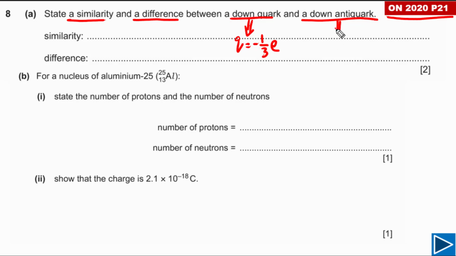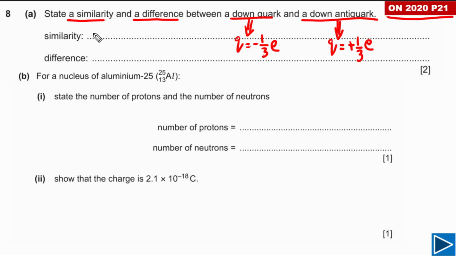Now the next thing you need to understand is the charge on a down antiquark. Down antiquark means this is antimatter, so the charge has to be opposite, but equal in magnitude. So the charge on a down antiquark will be plus 1/3 of the charge on a single electron, that is positive. Based on this we can write down our answer.